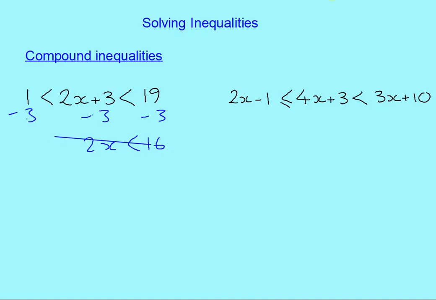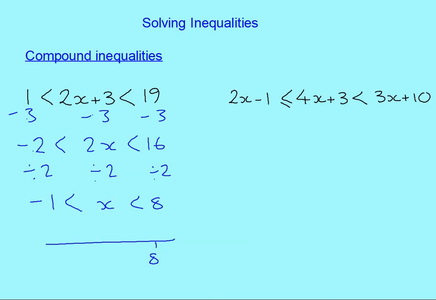And minus 2. Now I could divide by 2 to every single part of this, and I would end up with x is less than 8, but more than minus 1. I could draw that on a number line, something like this, and it's all the values in between there.